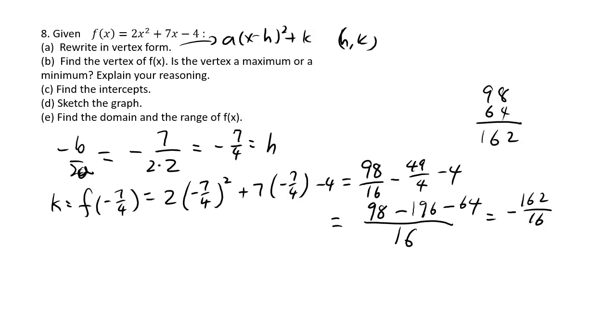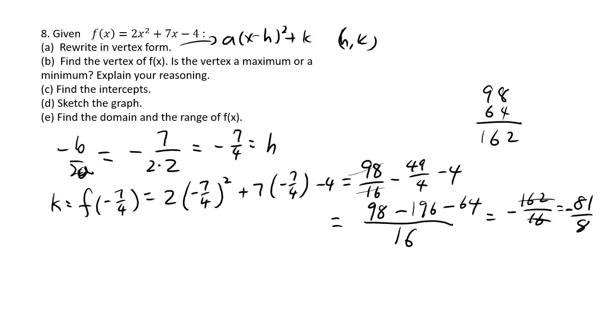Oh, I should have, you know what? I should have reduced this as 49 over 8. Then it would have been easier because you have everything over 8. But this is good enough. Okay, so we're going to reduce top and bottom by 2. So this becomes 81, and the bottom becomes 8. Okay, so that's your k value.